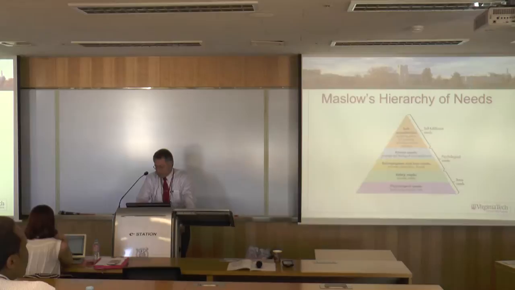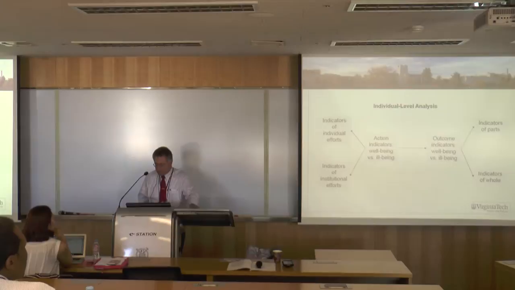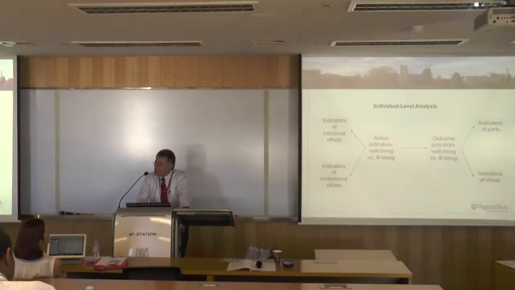So, using Maslow's hierarchy of needs in order to make the distinction between ill-being and well-being, and you'll see how that translates in terms of the actual indicators. So let's look at those indicators and make the distinction between ill-being and well-being at the individual level. Again, we're going to be making a distinction between individual level of analysis versus community level of analysis, as well as societal level analysis, right? Because the policy implications tend to be varied as such.